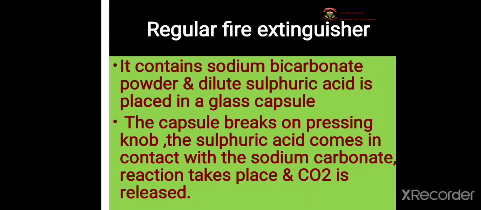now we learn about the regular fire extinguisher. A regular fire extinguisher contains sodium bicarbonate powder, and dilute sulfuric acid is placed in a glass capsule. The capsule breaks on pressing the knob. The sulfuric acid comes in contact with the sodium bicarbonate. A reaction takes place and CO2 is released.